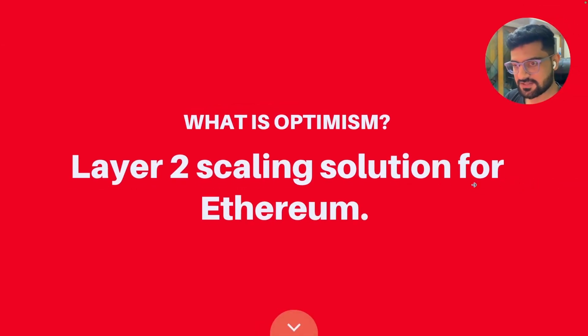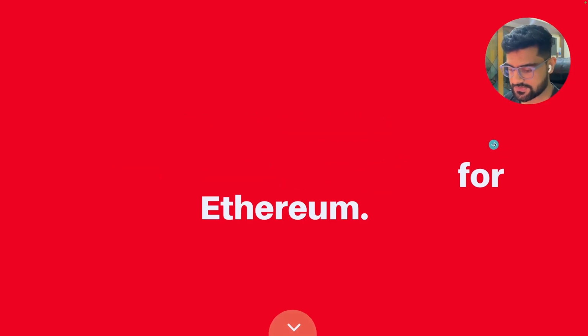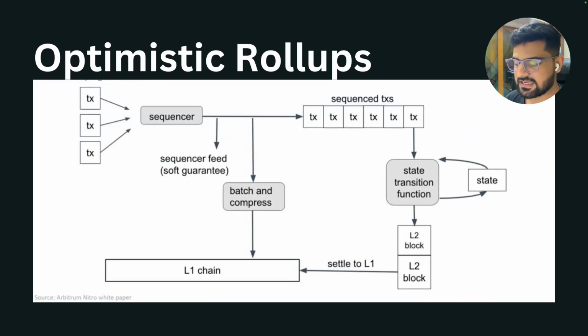So what exactly is Optimism? It's a layer 2 scaling solution for Ethereum. Think of it as an upgrade that makes Ethereum faster and cheaper to use. It achieves this through a technology called Optimistic Rollups. So instead of processing every single transaction on the Ethereum mainnet, Optimistic Rollups combine multiple transactions together off-chain and then submit a single proof of validity to Ethereum.